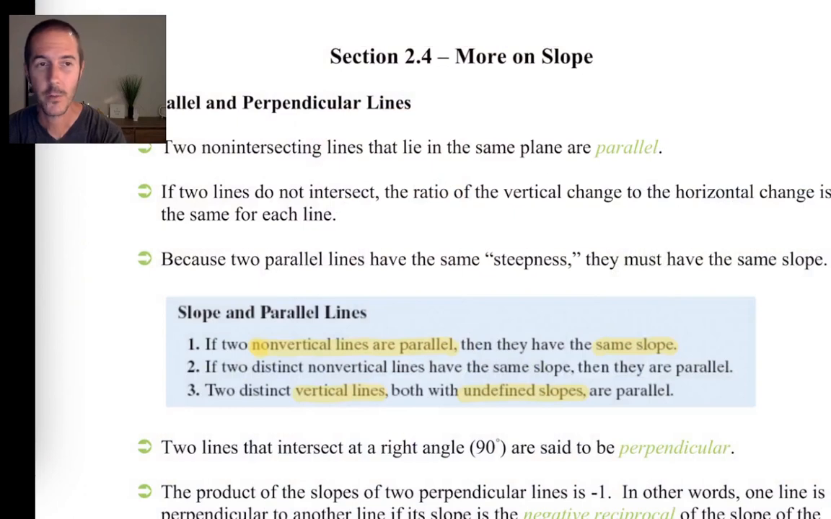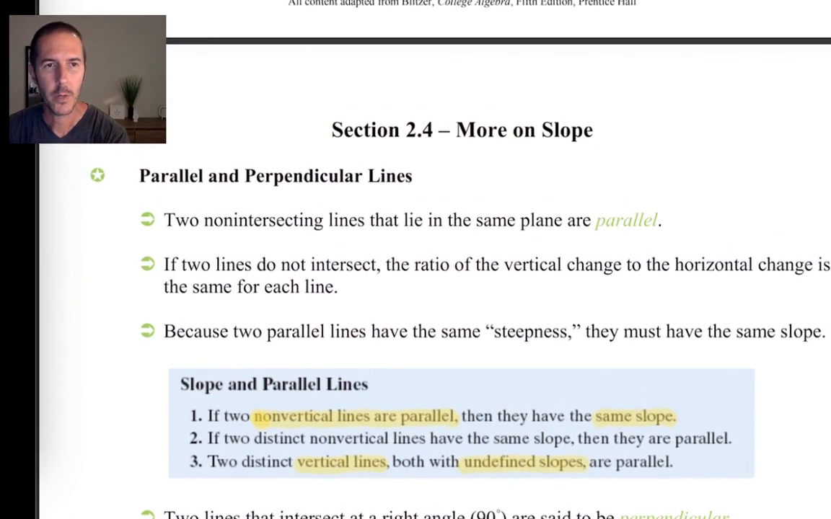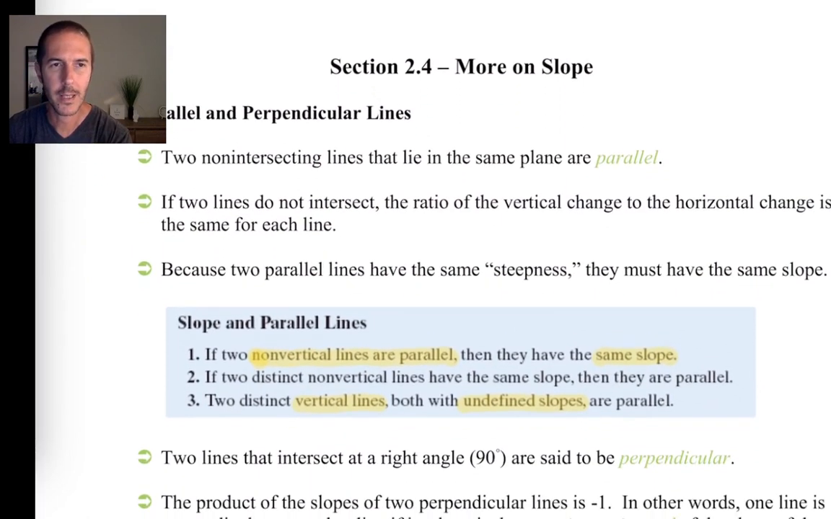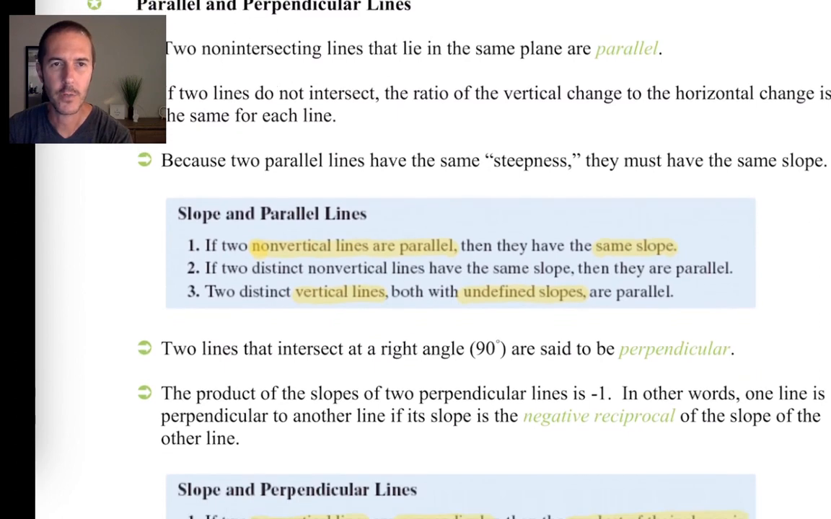This is College Algebra, Chapter 2, Section 4, where we're going to talk about more on slope. And the first subtopic, as we talk more about slope, is parallel and perpendicular lines. And I've gone in and highlighted some key features of these notes.